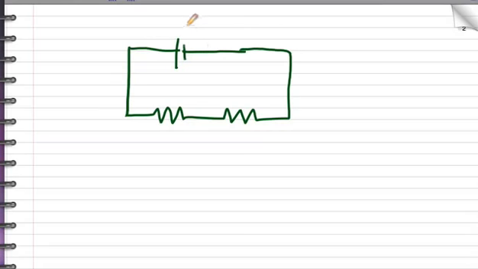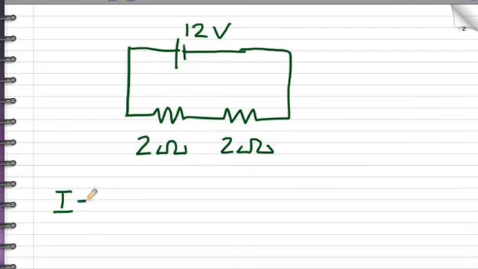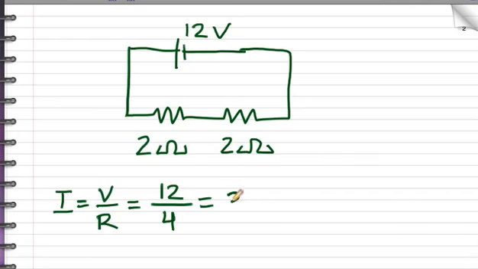Remember, the direction of current is opposite the way that the electrons move in the circuit. So for example, let's say this is a 12-volt battery, and each of these resistors has a resistance of 2 ohms. If we want to calculate the current in the circuit, we'll use Ohm's law. Current equals voltage divided by resistance. The voltage in the circuit is 12 volts, and the total resistance is 4. When resistors are in series, you just add them like normal numbers. 12 divided by 4 gives you a current of 3 amps.